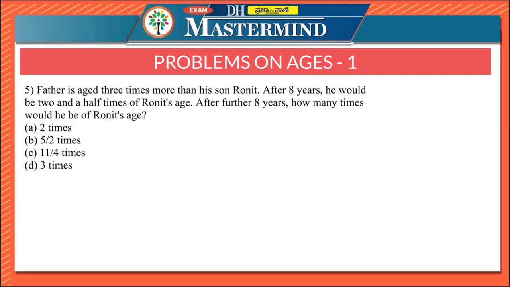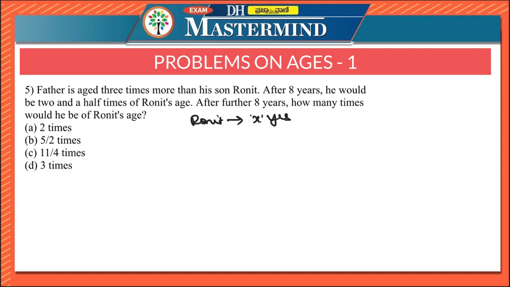Last question for the day. Father is aged 3 times more than his son Ronit. After 8 years, he would be 2.5 times Ronit's age. After a further 8 years, how many times would he be of Ronit's age? This is quite a tricky question. So let us see how to solve it. Let Ronit's present age be X years.